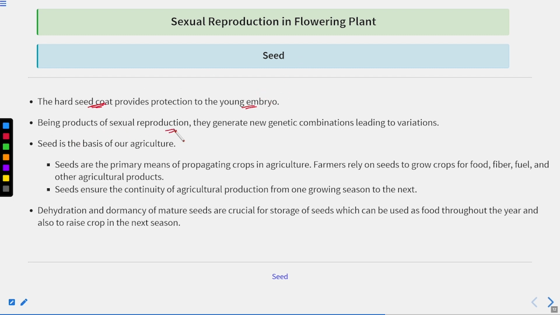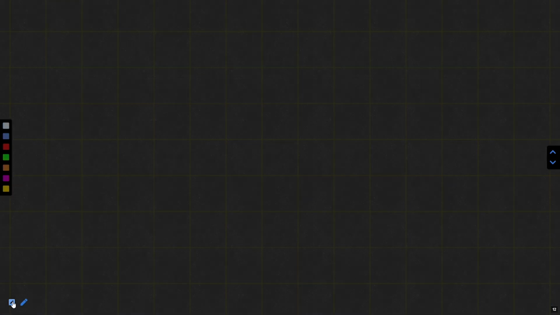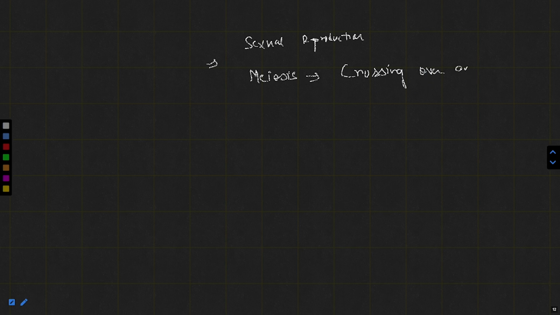Now, being products of sexual reproduction, they generate a new combination, leading to variation. So, during sexual reproduction, what happens? Meiosis. Sexual reproduction involves meiosis. During meiosis, what happens? Crossing over and recombination. Clear? This crossing over and recombination generates variation.